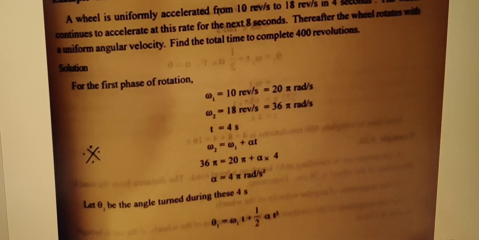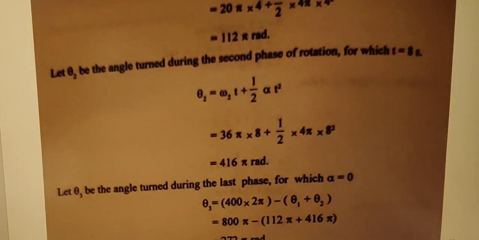Omega 2 is equal to 18 revolutions per second, that is 18 into 2 pi radians per second. Time is given as 4 seconds. So using the first equation of motion, you will get alpha is equal to 4 pi radians per second squared. Next, you have to calculate the angle turned in the first phase. Theta 1 is equal to omega 1 t plus half alpha t squared. That is equal to 112 pi radians.